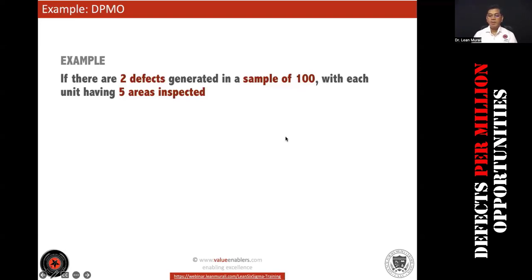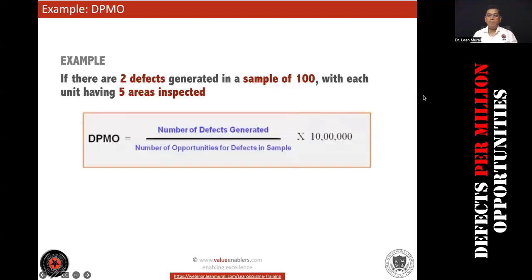Correct. And defects per opportunity, what is it? 2 divided by 500. Defects per unit, 2 divided by 100. What is DPMO in this case? Defects per million opportunities: 2 divided by 500 times 10 power 6. If this is crystal clear, type CC in the chat box. You have to be crystal clear in all this. DPMO is defects divided by the number of opportunities in the sample, times 10 power 6.